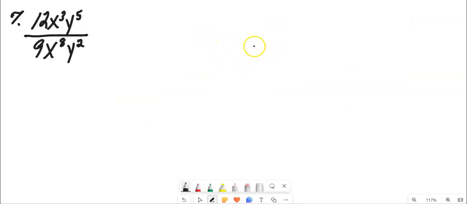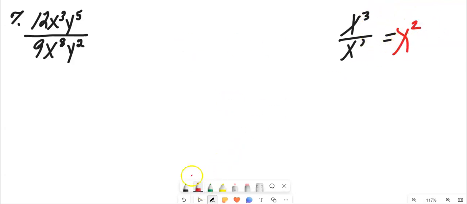Okay, for this next problem, the rule states whenever we have the same base and we're dividing, all we do is subtract those exponents. So 3 minus 1 would be x squared. All right, so now let's apply that. You can see we have an x cubed and an x to the 8th power. We have 2 y's. We have y to the 5th power and y squared.